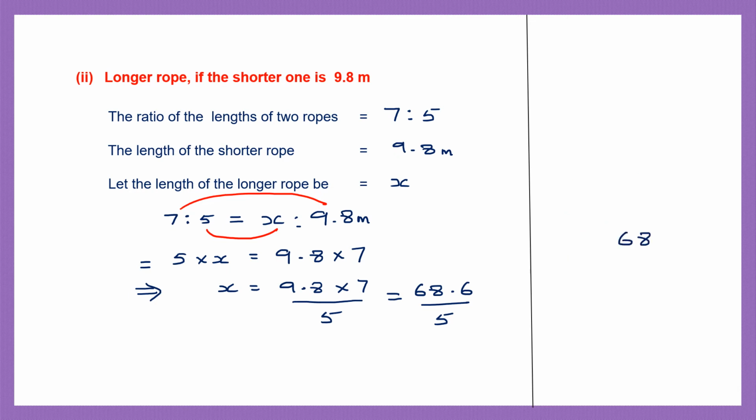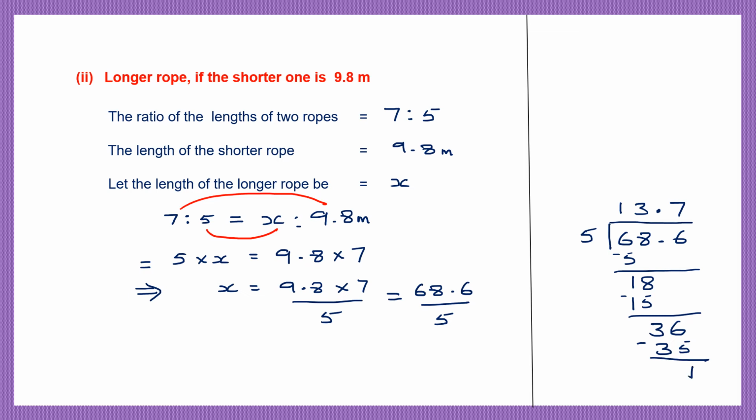68.6 divided by 5. 5 ones are 5, minus, 1. I bring down 8. 5 threes are 15, minus, 3. Now I have a point which I'm going to carry up and I'm going to bring the 6 down. It's 36. 5 sevens are 35, minus, 1. And now I can keep adding zeros after the point. So let me bring the 0 down. It's 10. 5 twos are 10.